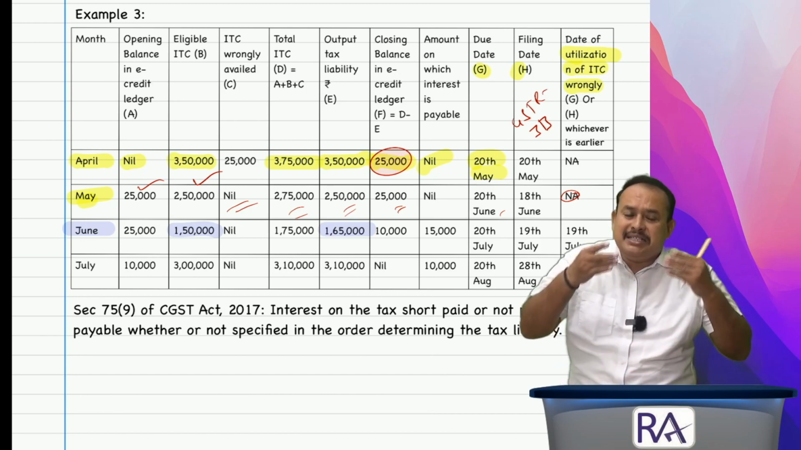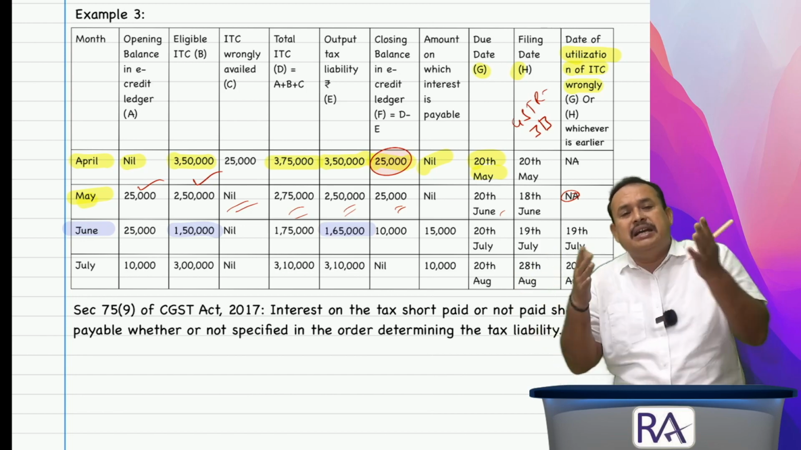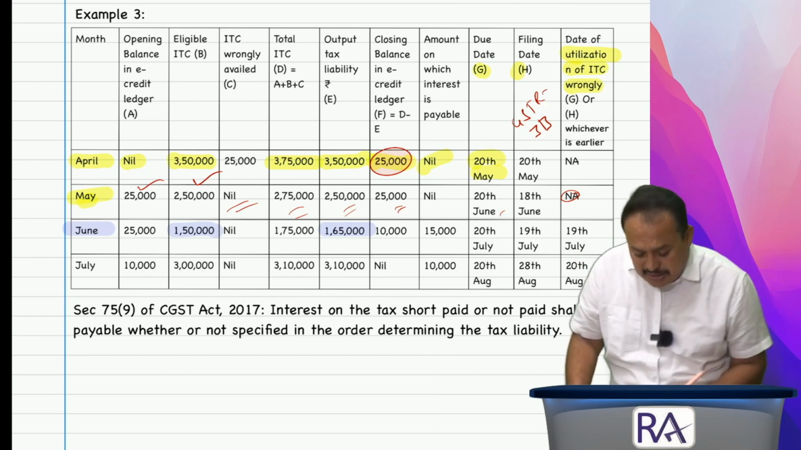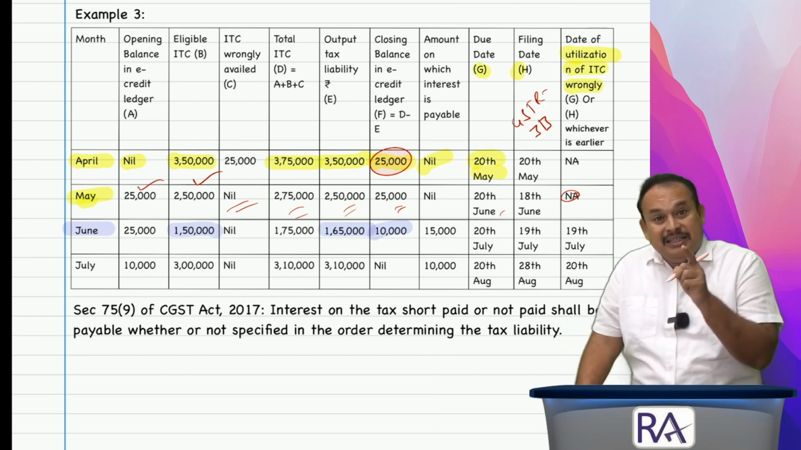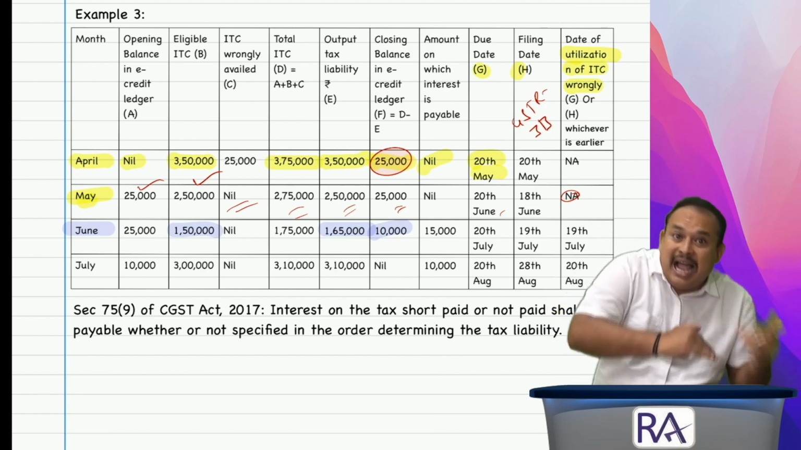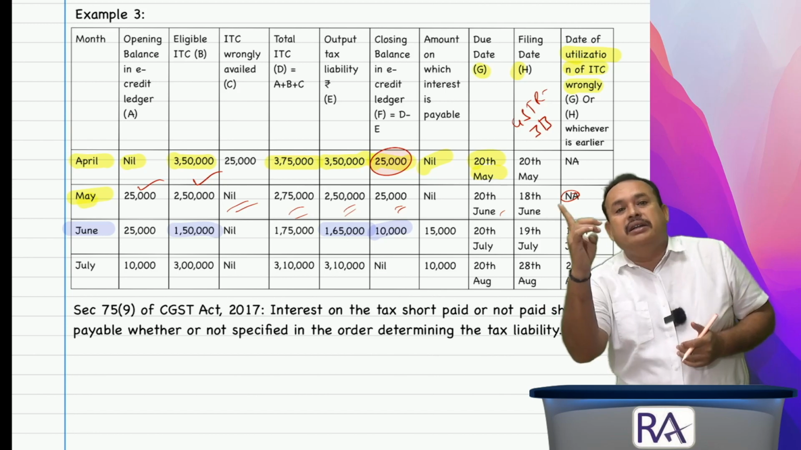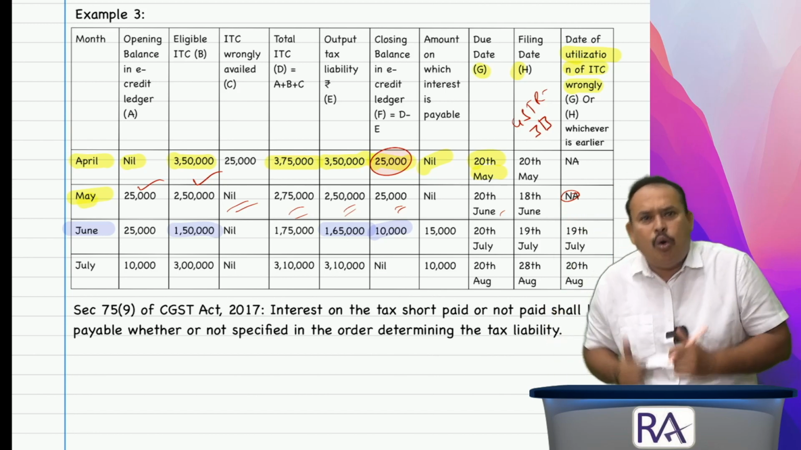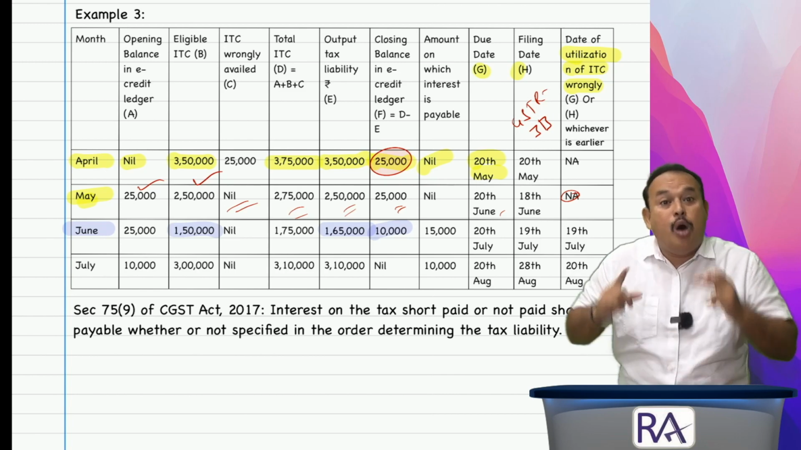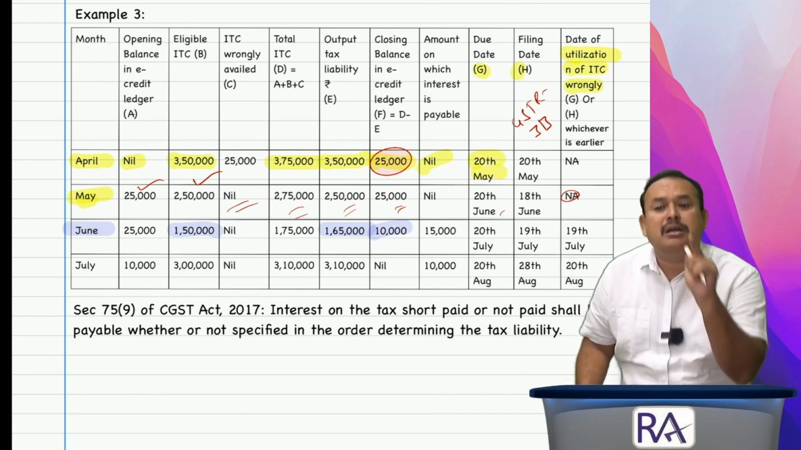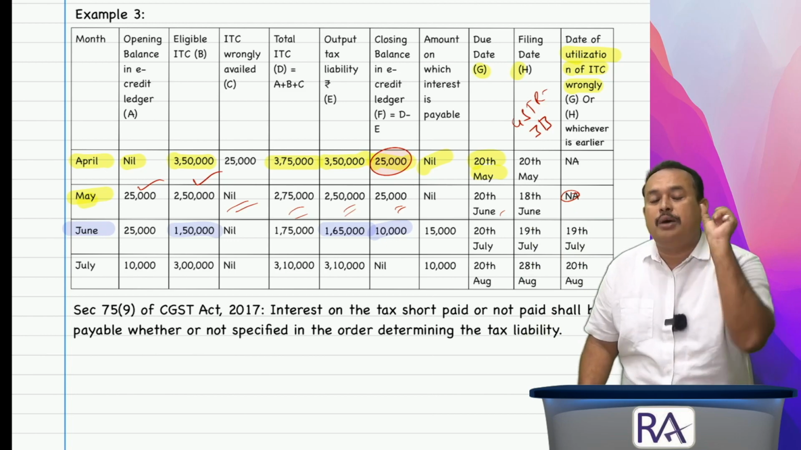While paying 1,65,000, I adjusted 1,75,000. Still I have excess credit. How much? 10,000. But this 10,000 credit available in the electronic credit ledger is lesser than the credit wrongly availed. Wrongly availed how much? 25,000. Now available how much? Only 10,000. Meaning thereby, out of 25,000 wrongly availed, you have utilized 15,000 in the month of June.